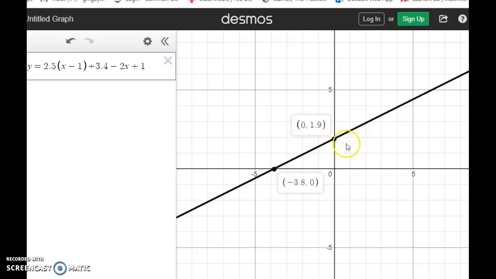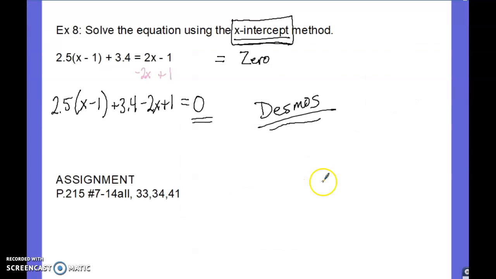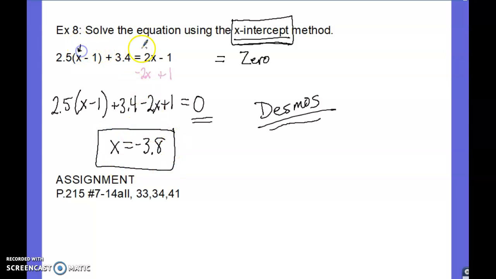So what's so nice about Desmos is you don't have to hit any more keys. You can just look at what the x-intercept is. And this is why I like to write y equals, because it's saying that if x is negative 3.8, you get y equals 0, which is exactly what we wanted to identify in that problem. And you can check your work by going back up here and plugging in x negative 3.8 for both those x's to get that answer. I'll let you do that. Let me know if something goes wrong.